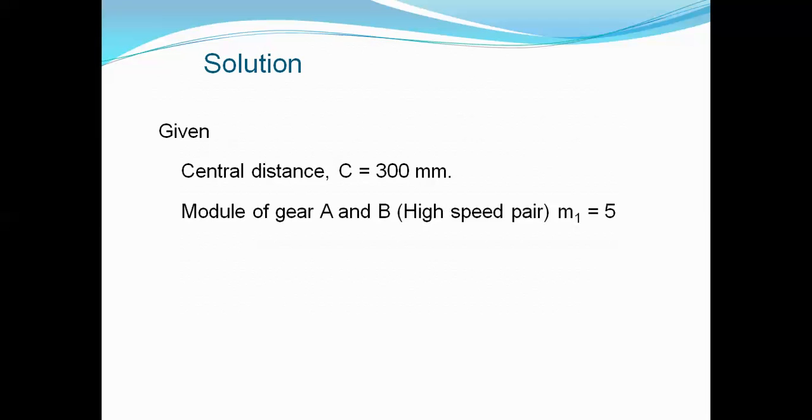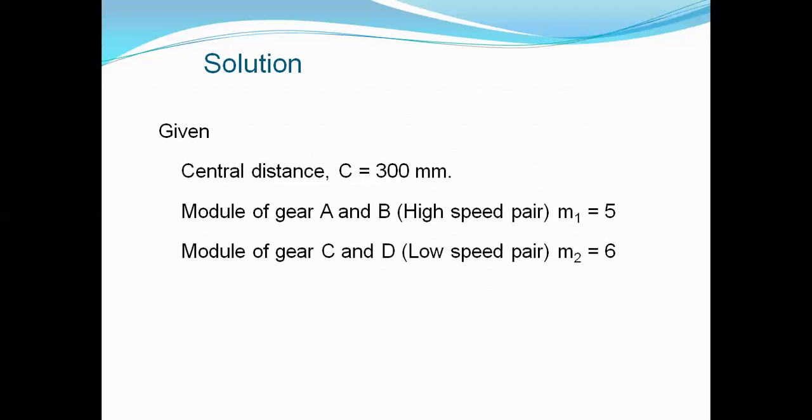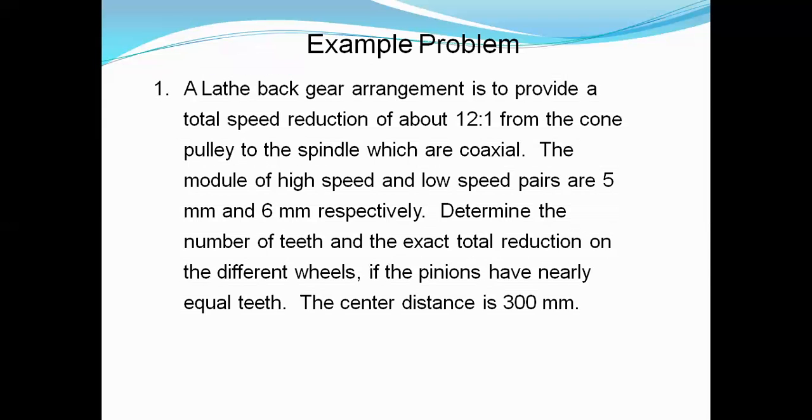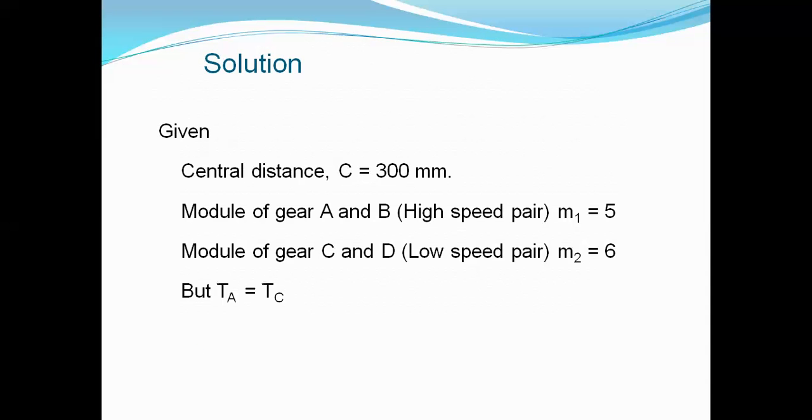Module of gear A and B, the high speed pair, M1 is 5. Module of gear C and D, the low speed pair, M2 is equal to 6. But here teeth on A is equal to teeth on C, because the problem mentions that the pinions have equal teeth, so TA is equal to TC.